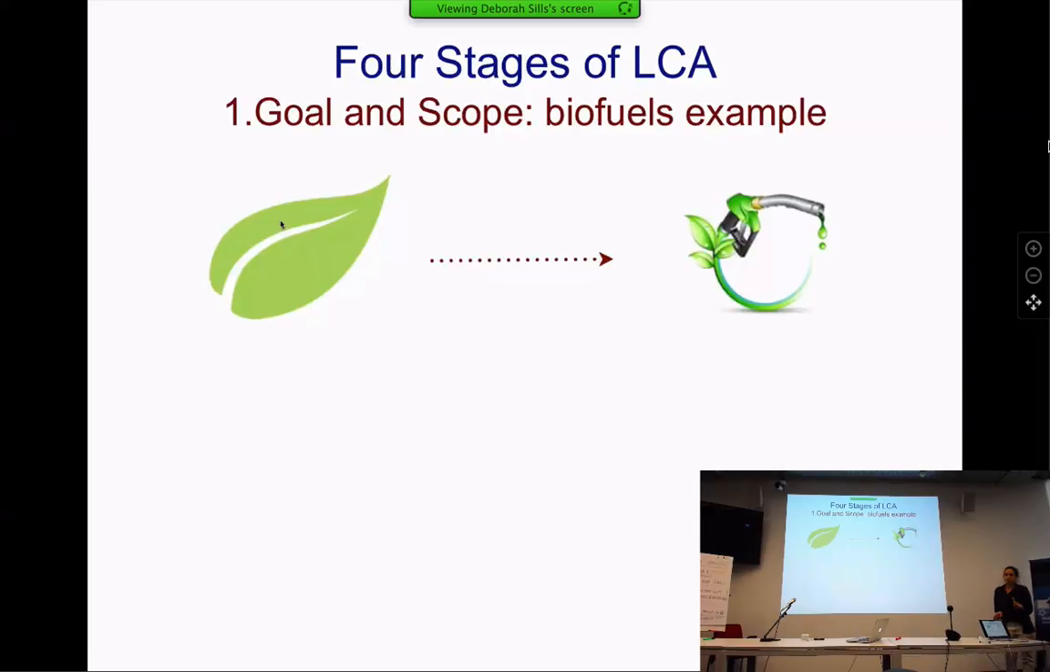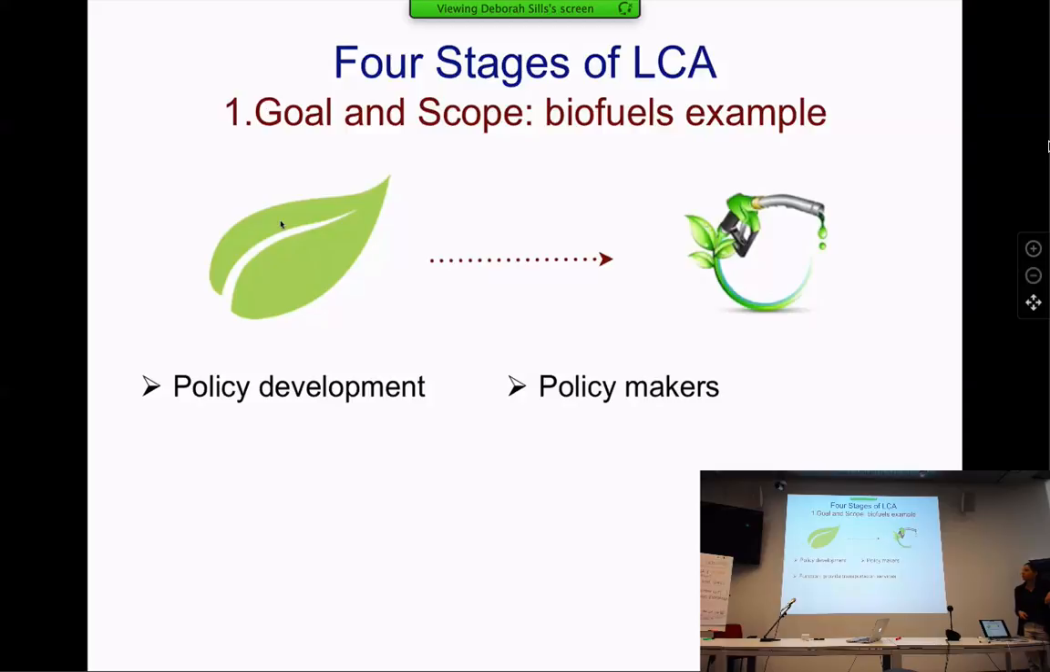All right, so let's continue with this biofuels example. It's something I'm familiar with. In the case of the ZA study, the purpose of the study was for policy development. So the Swiss government wanted to look at different types of biofuels and whether they had environmental advantages. So the audience was policymakers. The function was to provide transportation services. I didn't mention this before, but all those impacts in the graphs I showed you were per 1 kilometer traveled.